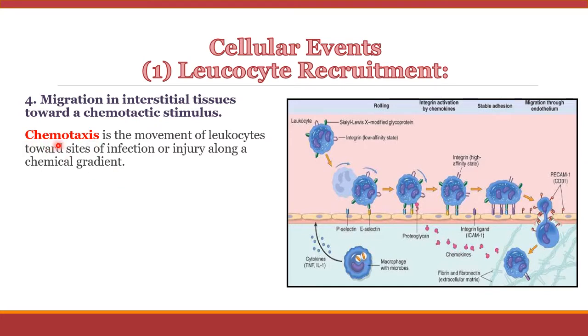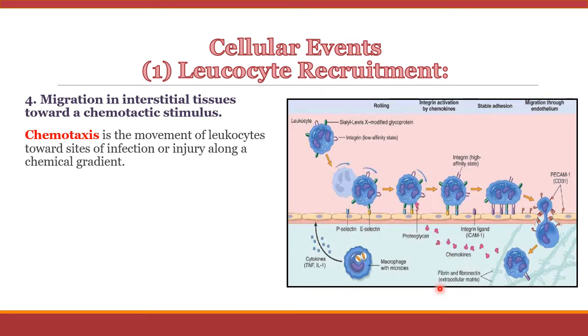So what is chemotaxis? Chemotaxis is the movement of the leukocytes toward the site of infection or injury along a chemical gradient. What is the meaning of chemical gradient? It means the change of concentration of chemical substances. The highest concentration is at the site of the injury. Then the concentration is going to be fading around.